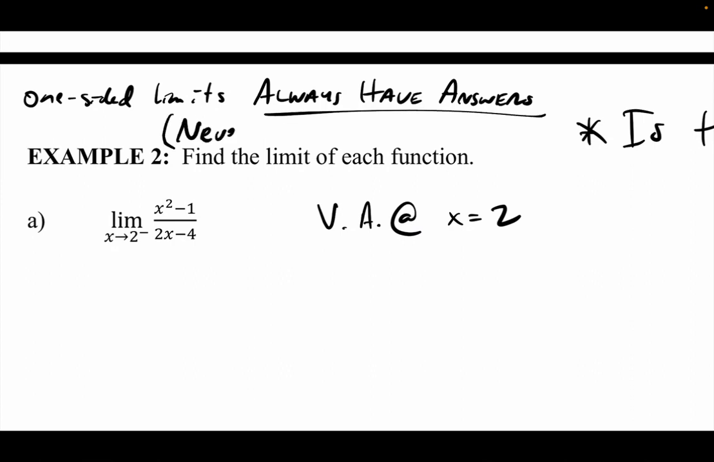Never D and E. If you have a one-sided limit, your answer is never going to be D and E. It's always going to have an answer. Now, the answer could be positive infinity or negative infinity, like this one.